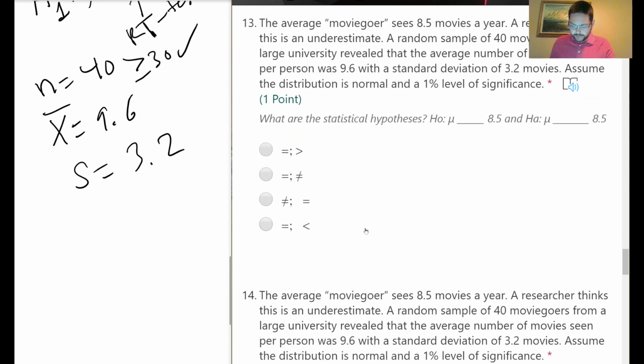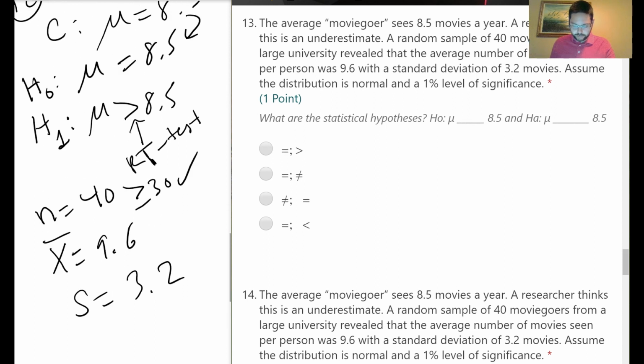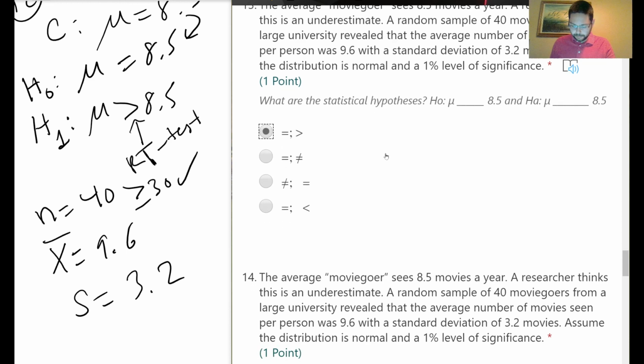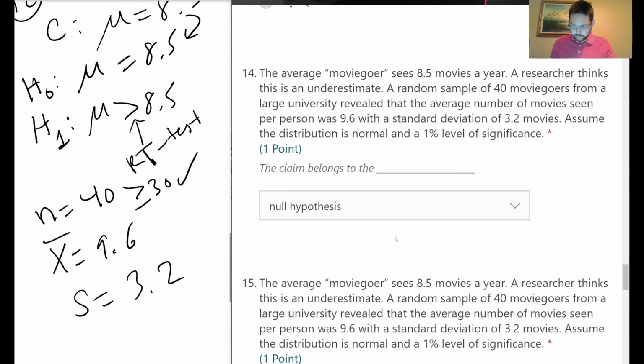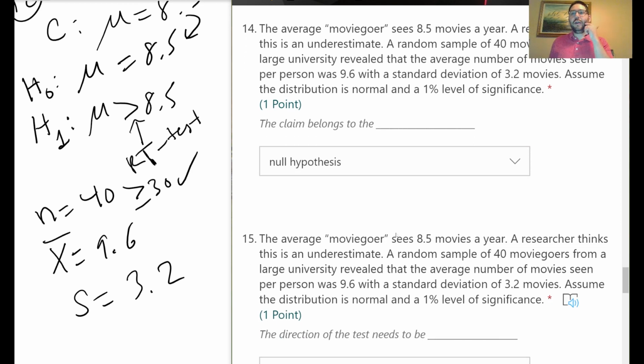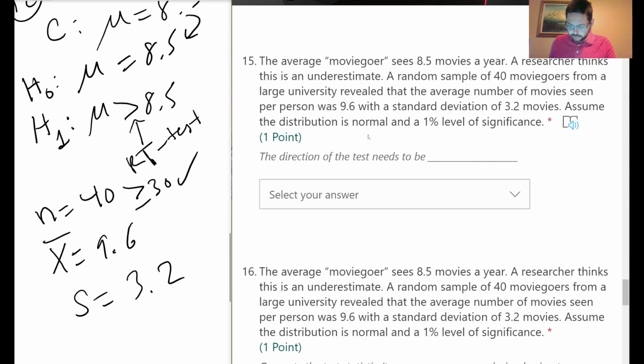All right, so now that we got that information, we can go ahead and do the rest of it. What are the hypotheses? So we said earlier it's going to be equal to, but then greater than. Okay, so that's the first answer choice there. The claim belongs to the null. Since the claim belongs to the null, in our conclusion, we're going to say there is enough evidence. Well, we don't know if there's enough evidence, but there is evidence to reject the claim that. Okay, so we're going to use the word reject because it belongs to the null. The average moviegoer, okay, same question.